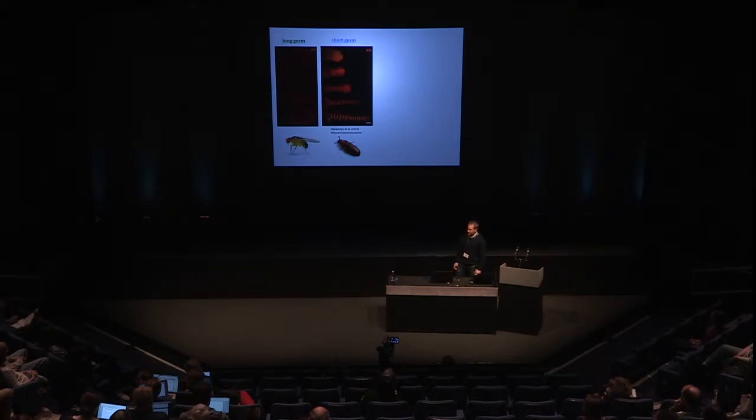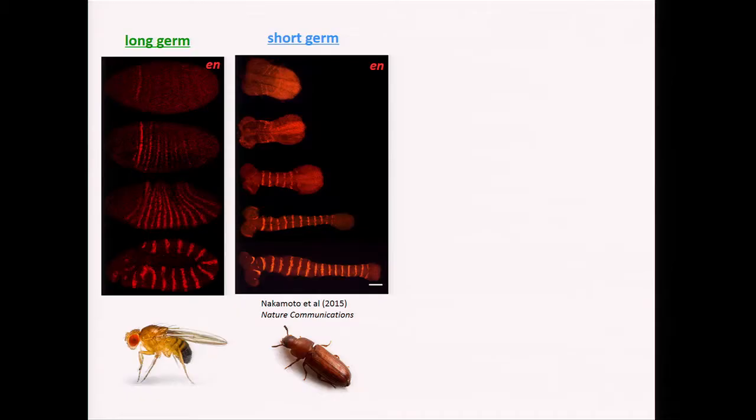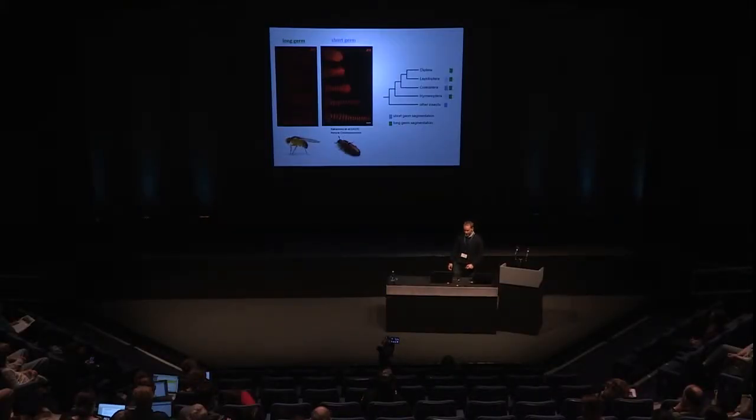So long germ and short germ development are associated with different modes of segment patterning. Long germ insects like Drosophila, you have all 14 engrailed stripes emerging simultaneously within the blastoderm before germ-band elongation, while in short germ insects like Tribolium, you have those same engrailed stripes emerging sequentially at the posterior in concert with axial elongation. Short germ segmentation is the ancestral state, but long germ segmentation has evolved independently several times, raising the question of what exactly is the relationship between long and short germ modes of patterning, and what underlies the apparent ease of getting from one to the other.